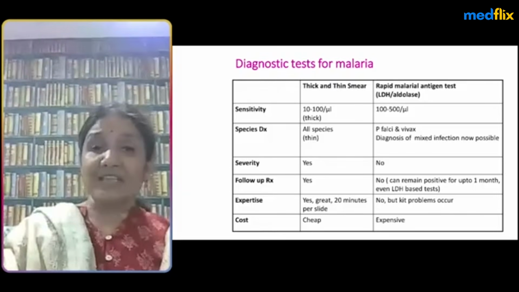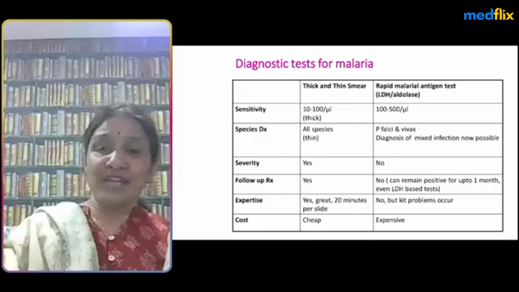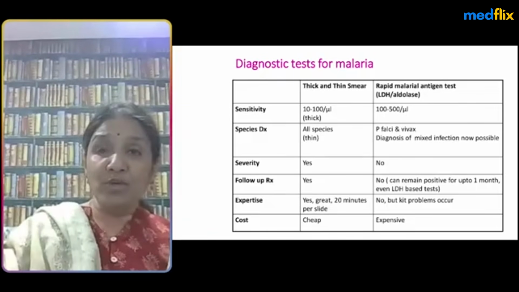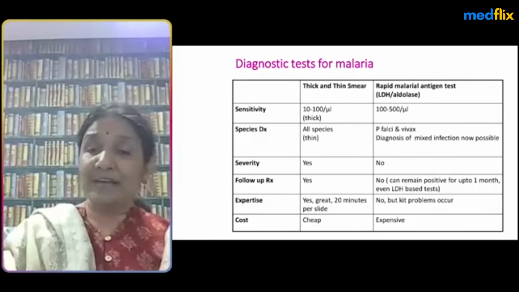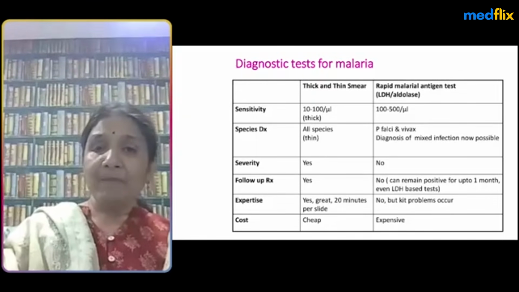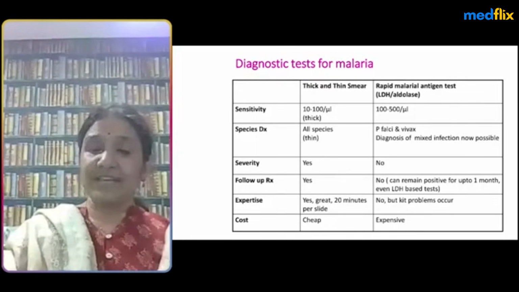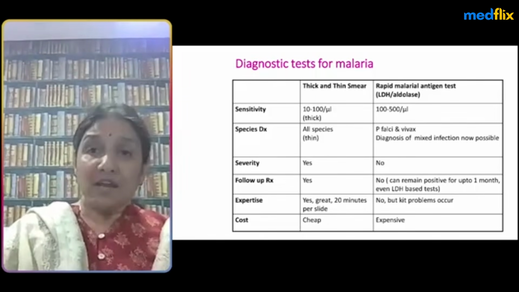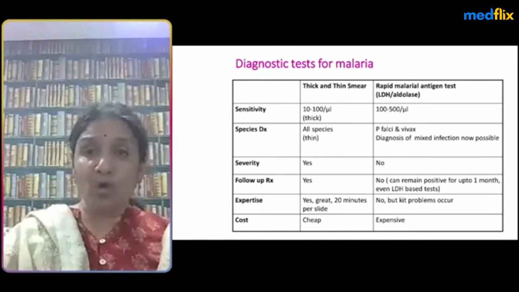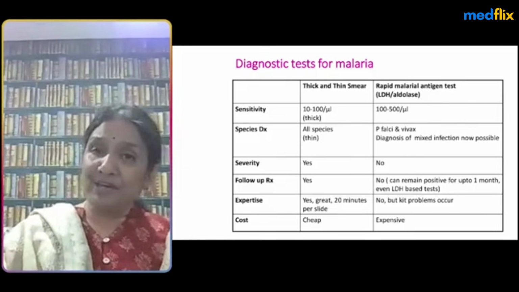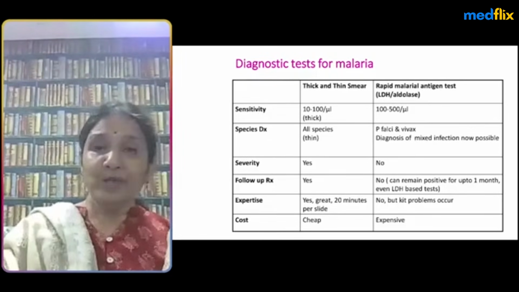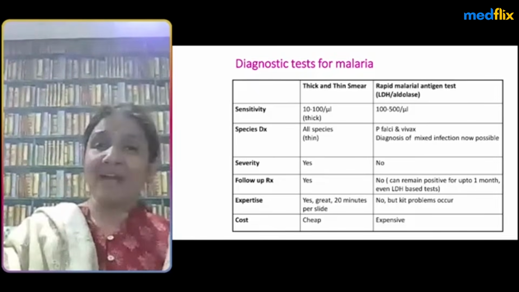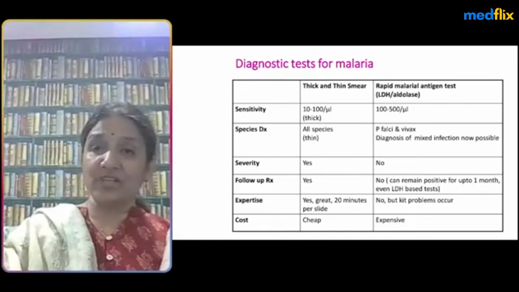And the smear needs expertise, whereas the antigen test does not need expertise, but you need to have a good enough kit and it has to be stored properly. And the smear is cheap while the antigen test is expensive. So you have to decide whether you have a reliable microscopist available. If you have a reliable microscopist available, you do the smear. And if you don't have that person available, you do the antigen test.